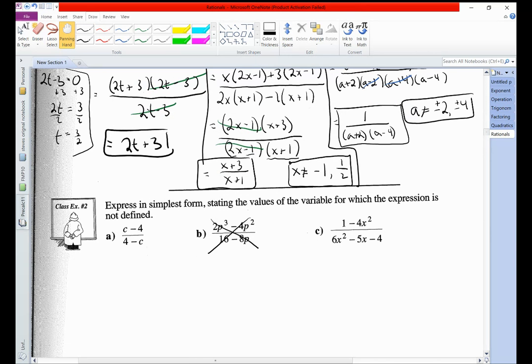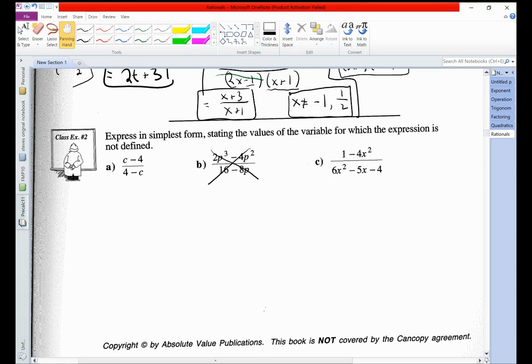I'm going to do the first one, and I'm going to do the last one, but I'm not going to do the middle one. So you can see here, we have c minus 4 divided by 4 minus c. So right away, let's look at the bottom, 4 minus c. Let's state a non-permissible value for this because it's in a factored form. So 4 minus what is going to make that 0? And obviously that's 4. So c cannot be 4. That's our non-permissible value.